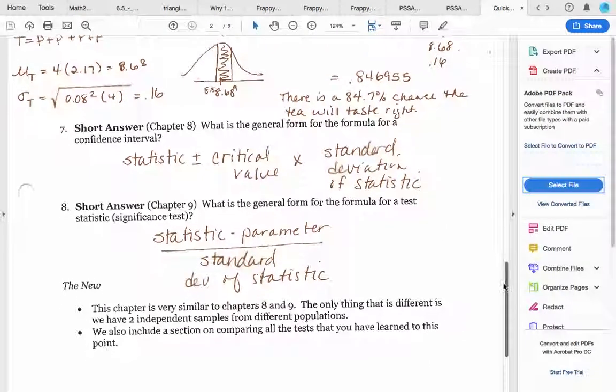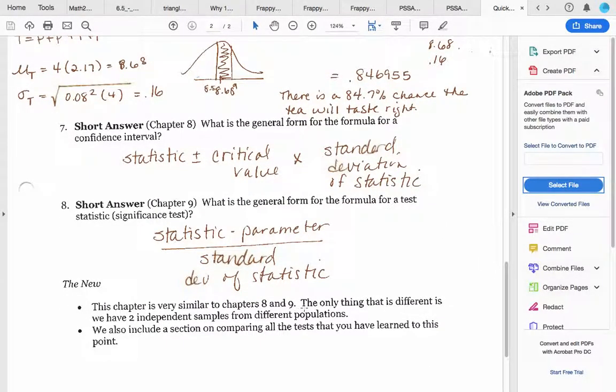It's very similar to chapters 8 and 9. The only thing that's different is now we have 2 independent samples. If we had 2 dependent samples, that's a matched pair scenario, which was back in our 1 sample procedures. So we have 2 independent samples. And then they're also throwing a section here on comparing all the tests that you've learned up to this point. Okay?